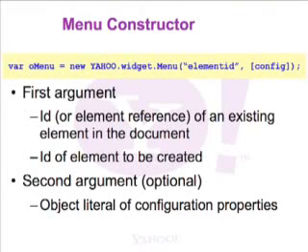The second argument, which is optional, is an object literal that represents a set of configuration properties for your menu. Essentially, do you want your menu to be visible or hidden by default? Do you want it to have a default height and width, etc.?